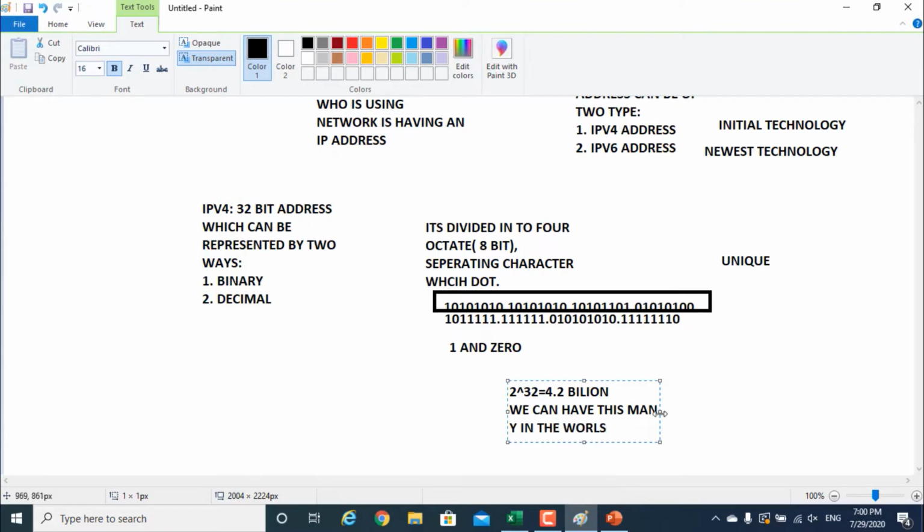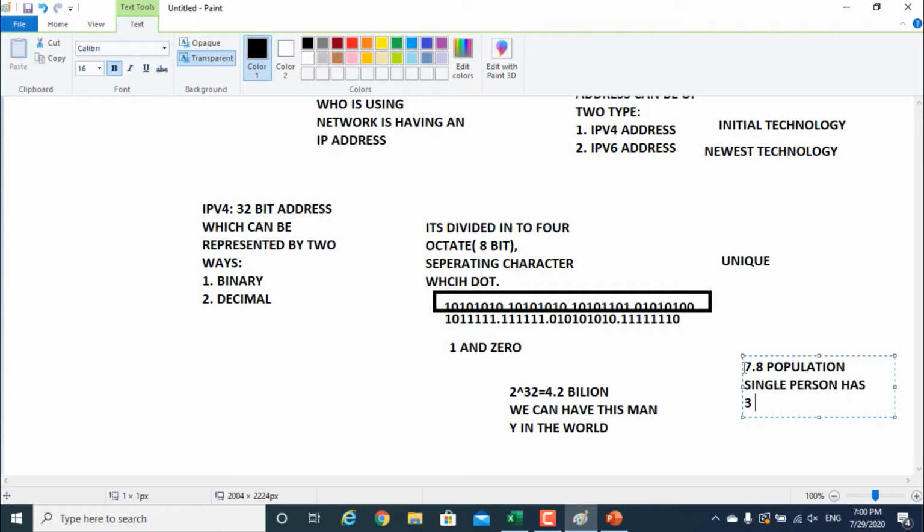Now imagine, don't you think that this many devices is really less? Because right now, for example, in the world we have more than 7.8 billion population, and among them, for example, a single person has so many devices.